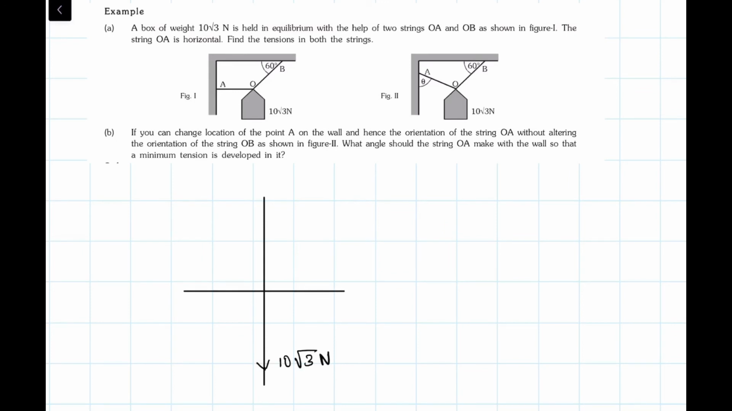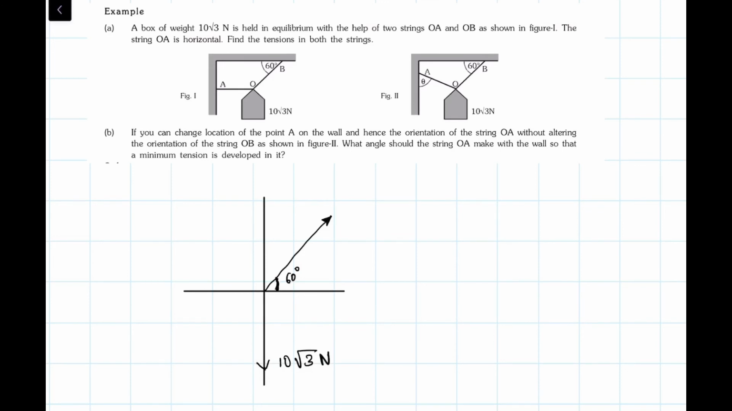The weight is acting exactly down. Now a rope is connected OB, and the angle is 60 degree. Look at the figure, the angle is 60 degree, which is connected with the ceiling. When I draw that 60 degree over here, it will come here, alternate angle 60 degree. I hope you understood. Now tension will always act upwards through the string.